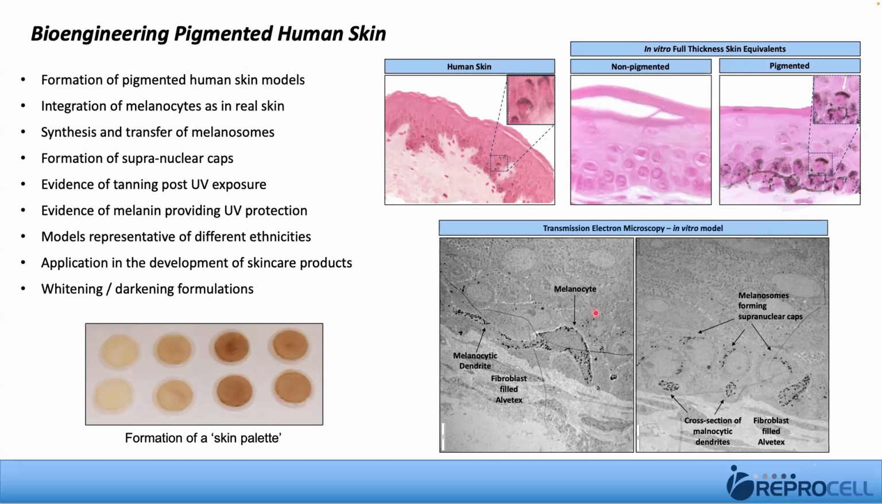And we've looked at this in detail. Again, this is published work using transmission electron microscopy. So we can create pigmented models from donors of different ethnicities. We create a skin tone palette, which is a valuable research tool for exploring how skin of different skin tones reacts to different conditions, and we can learn a lot from these particular models. And I'll give you some examples.